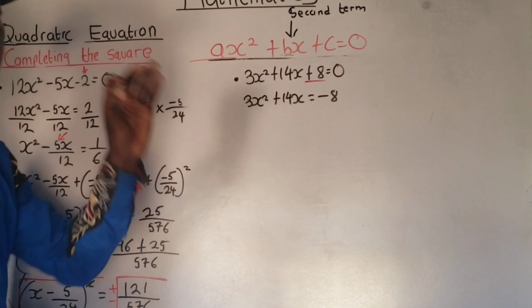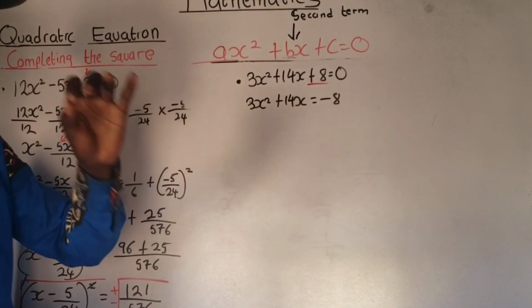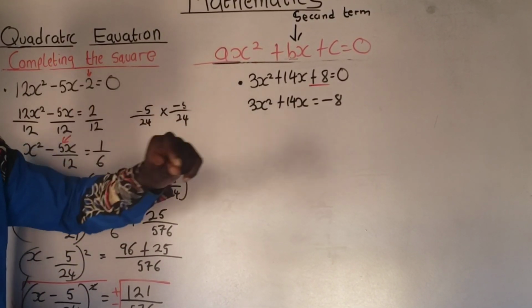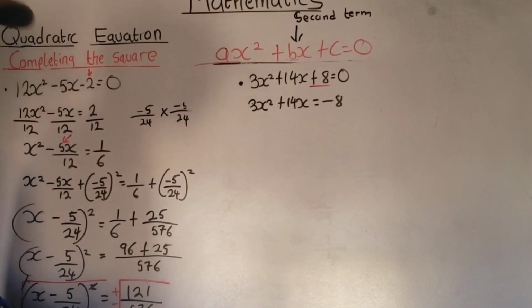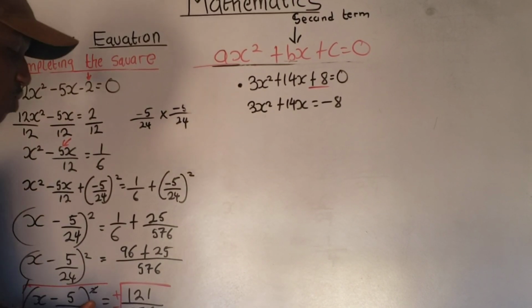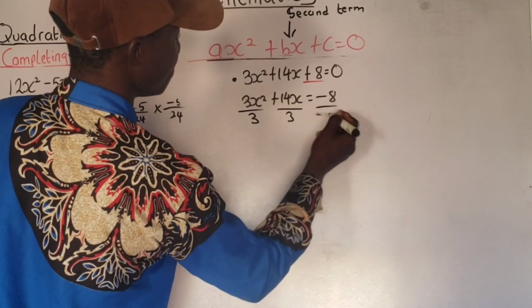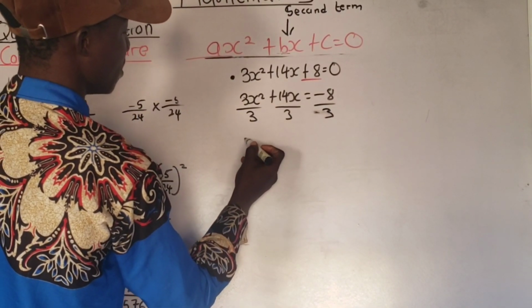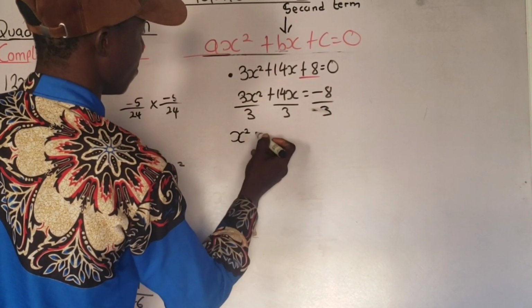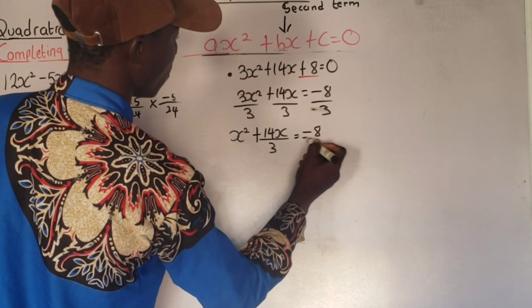Having taken the constant term to the right hand side of the equation, you have to check the coefficient of x squared. If it is not 1, that is, if it is not unity, you have to divide the quadratic equation by that coefficient. So here, because the coefficient is not 1, I'm going to divide this quadratic equation by 3. So this will be divided by 3, and this divided by 3, and this divided by 3. Okay? So here I'm going to have x squared, please pay attention, x squared plus 14x all over 3 equals negative 8 all over 3.